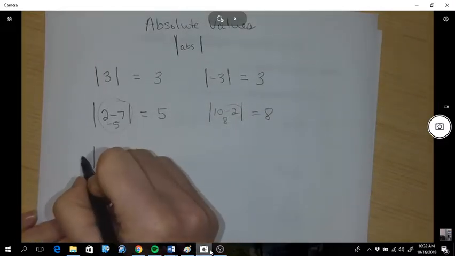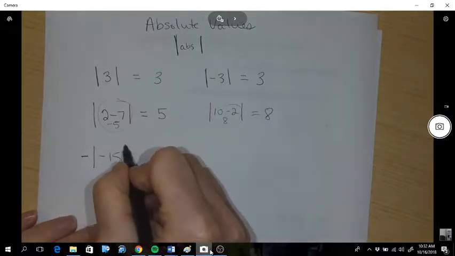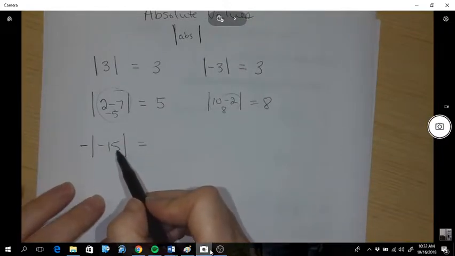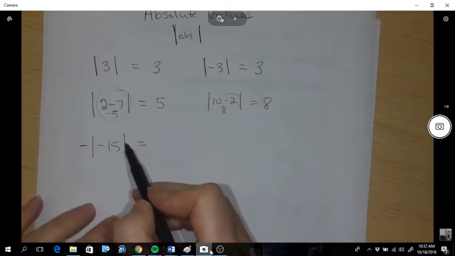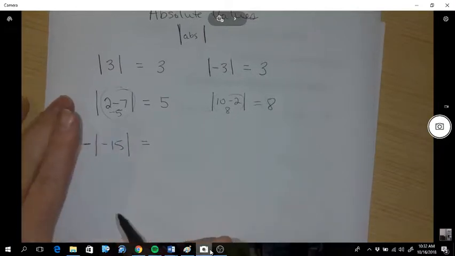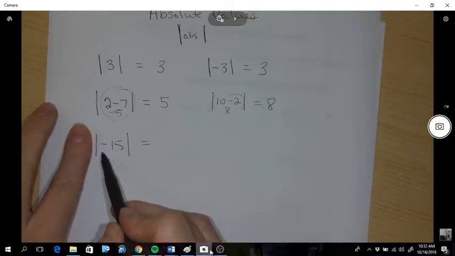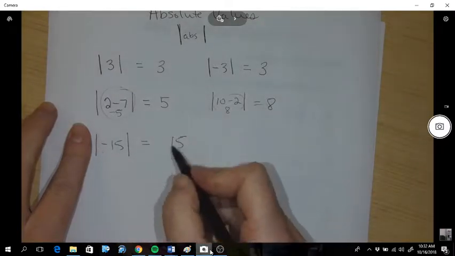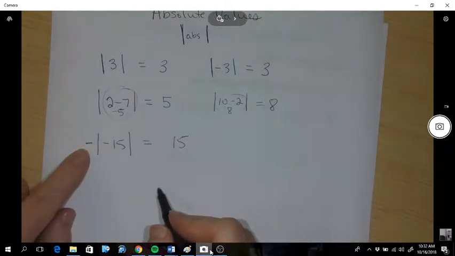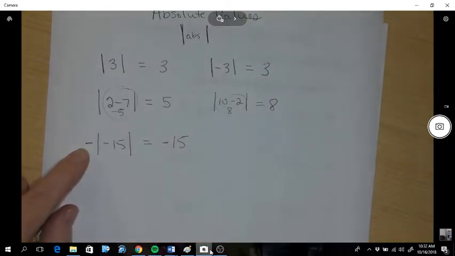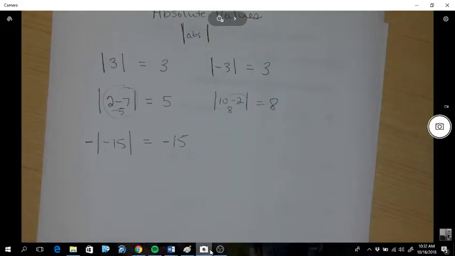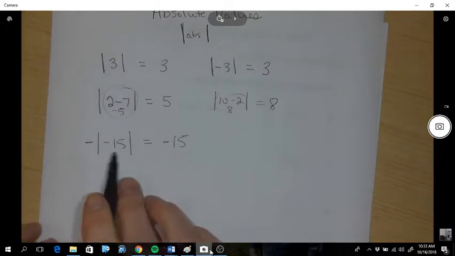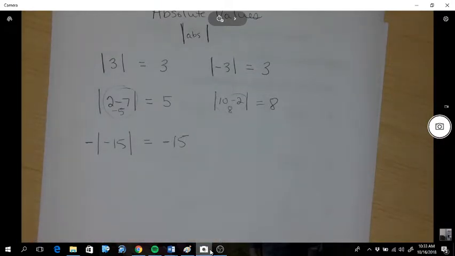Okay, what if I do something like this? First of all, order of operations, you have to treat this like brackets, so I have to do it first. I'm going to cover this up. What's the absolute value of -15? 15. Then I multiply it by a negative outside of that, so it becomes -15. That's the one that can be kind of tricky because that negative is on the outside, so it's multiplied after you calculate the absolute value.